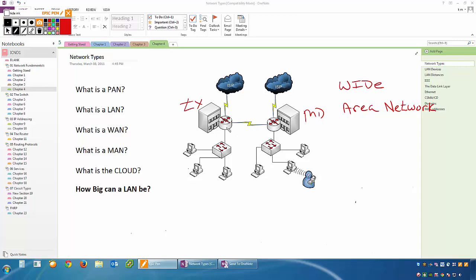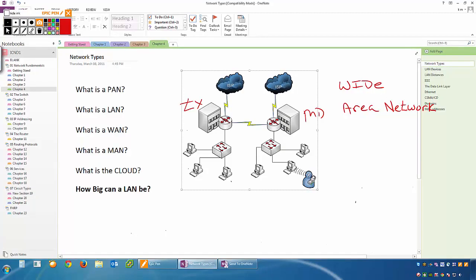But the second that we are going outside our building, outside our local area network, when we're leaving our local area network, we are transitioning into the wide area network. Does that make sense? So wide means long range. Hence the term WAN, wide area network.